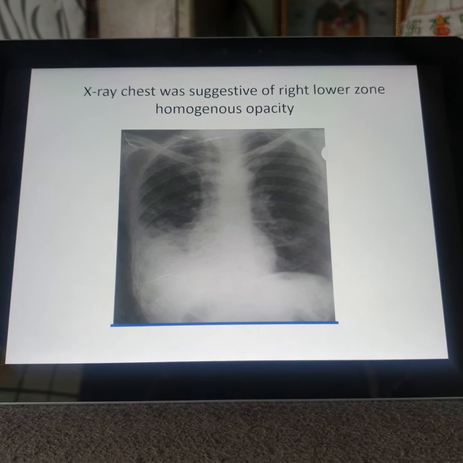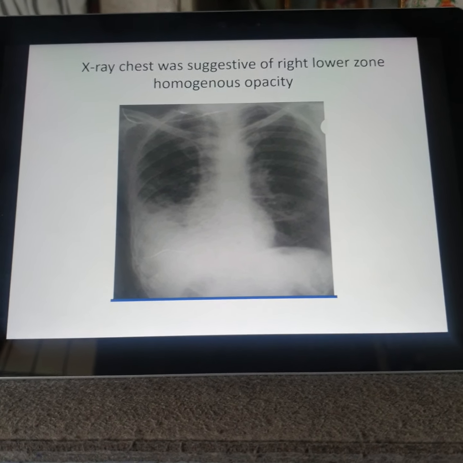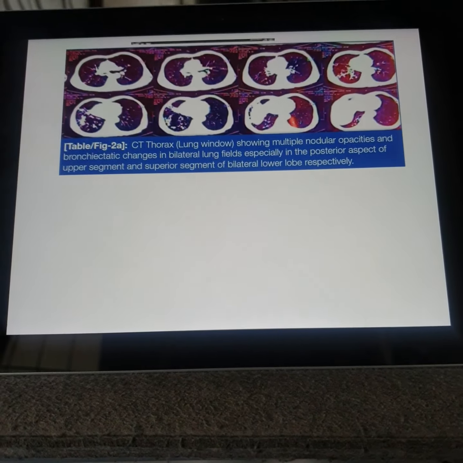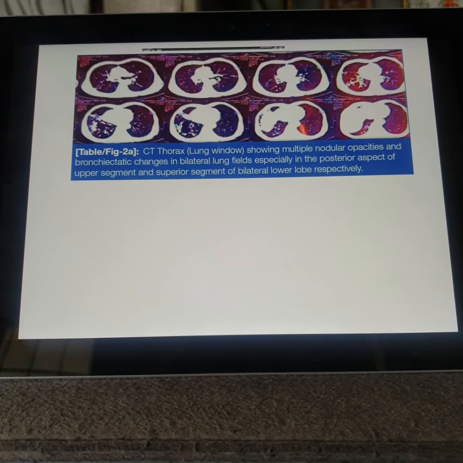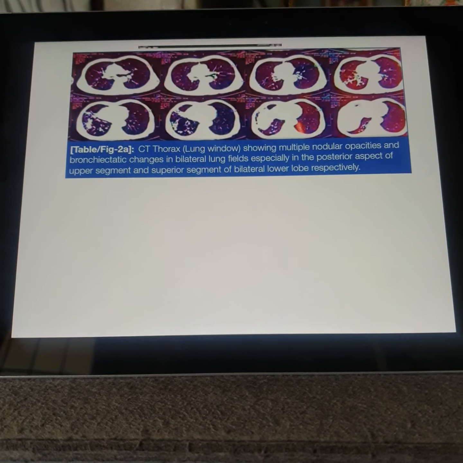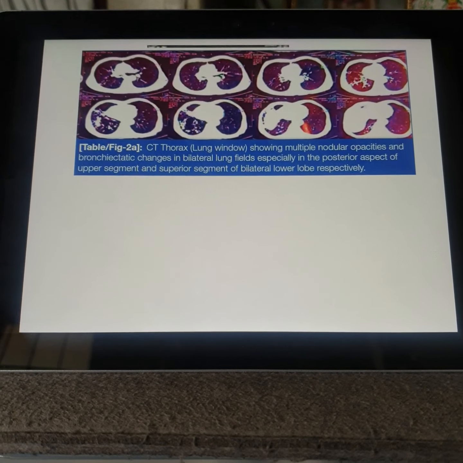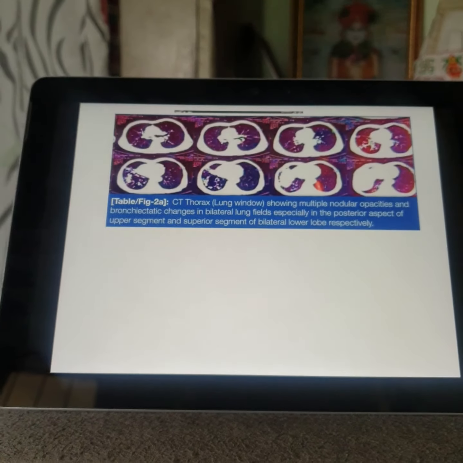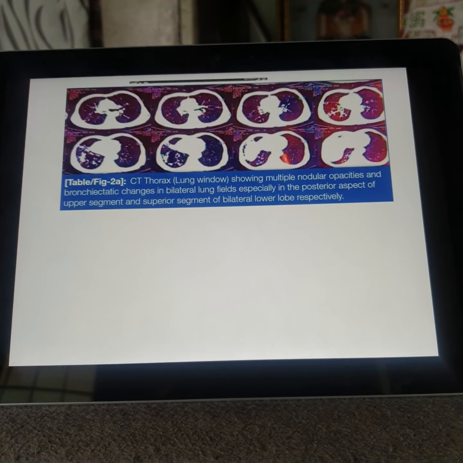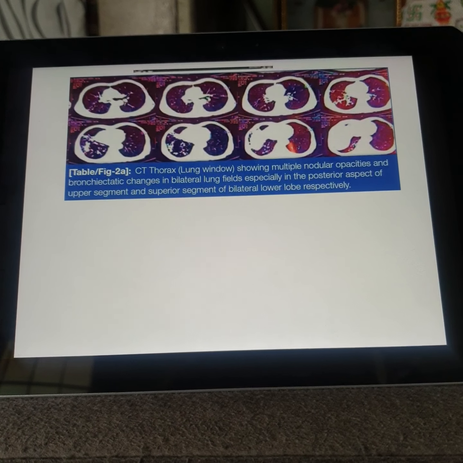Here we found pleural base opacity. Further evaluation was done by CT scan, where we found right-sided lower zone irregular homogeneous opacity. So our diagnosis was query infection, query tubercular etiology or any malignant etiology as far as age is concerned.